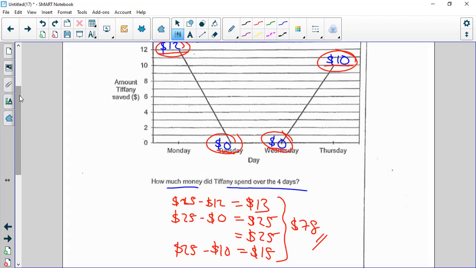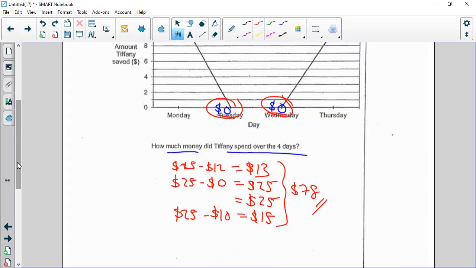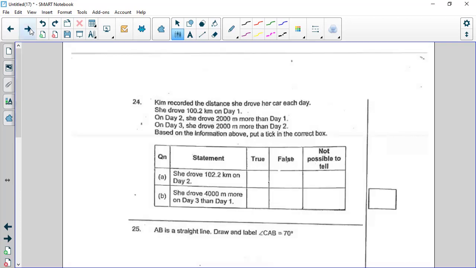All right, so again, there are other ways to get the same answer. You see, there's no fixed way to get the answer. Okay, let's go on to the next one. Okay, so let's go to question number 24.